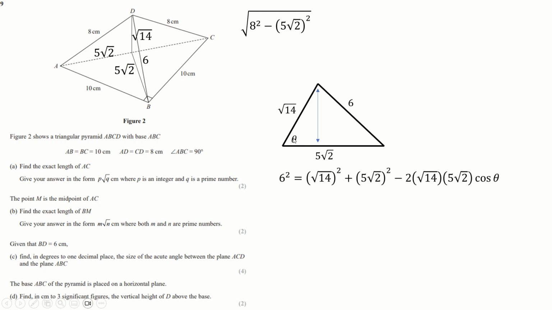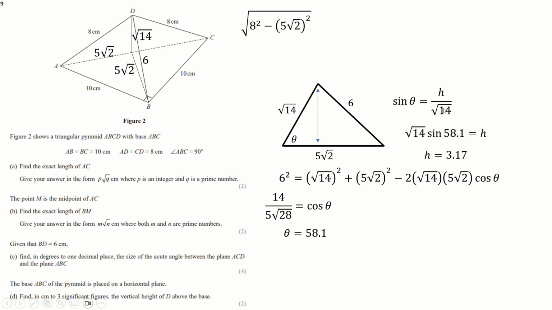I can just do some cosine rule to find this theta here. You don't even have to do that much working because you've got a calculator, so it's fine. You get theta as this. And now it wants to work out the vertical height of this pyramid, which is, of course, this length here. And to do that, we can literally just do some SOHCAHTOA because this is a 90-degree angle. We can do sine of theta is this over root 14. If I call that h, then we can just say sine of 58.1 times root 14 is h, and we get this as our answer there.